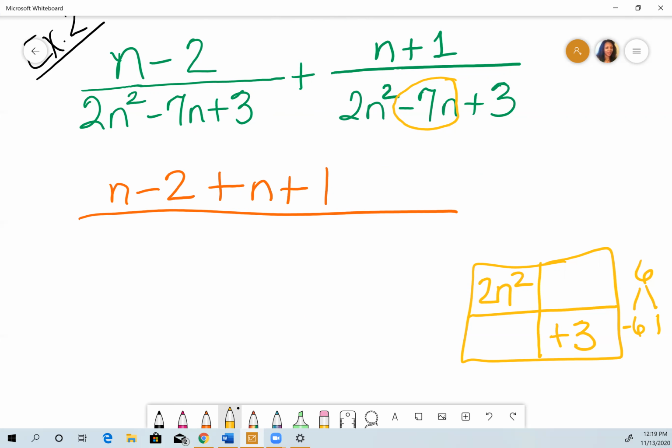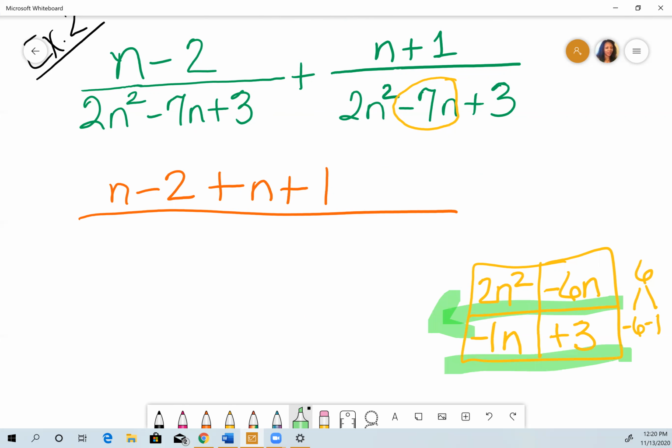So if I chose a negative times a negative still gives me a positive, but a negative plus a negative gives me a negative. So that's what I'm going to put here. But again, I'm replacing 7n, so I also have to put the variable, negative 1. And now what I'm going to do is factor going to the left and also going up.